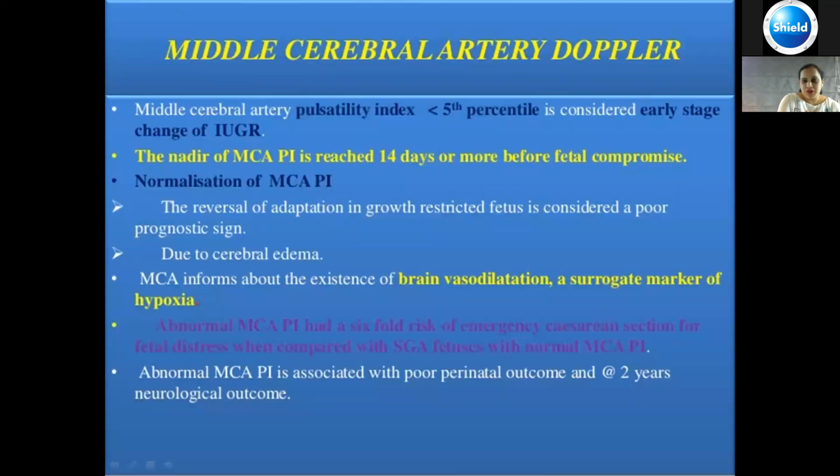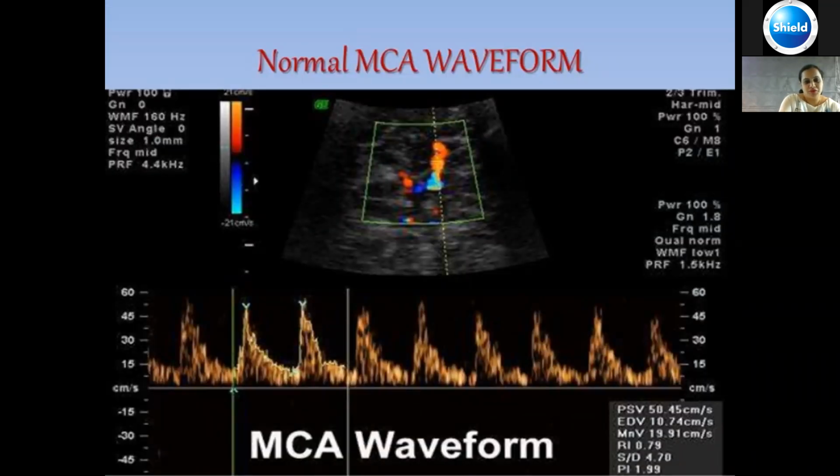So again, the next important predictor is the middle cerebral artery. If the index is less than 5th percentile, it is considered an early stage of intrauterine growth restriction. And the nadir of MCA-PI is reached 14 days or more before fetal compromise. So it's very important to monitor the MCA also. It usually informs us of the existence of any brain vasodilation or other hypoxic changes going on in the fetus. So these are the MCA waveforms which you usually see.